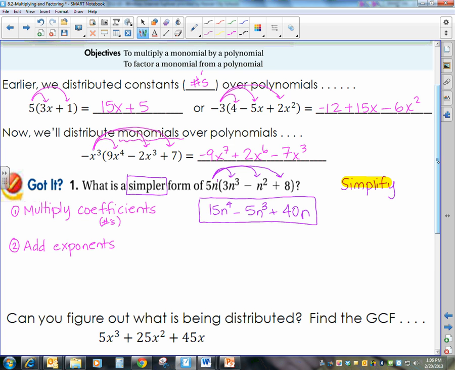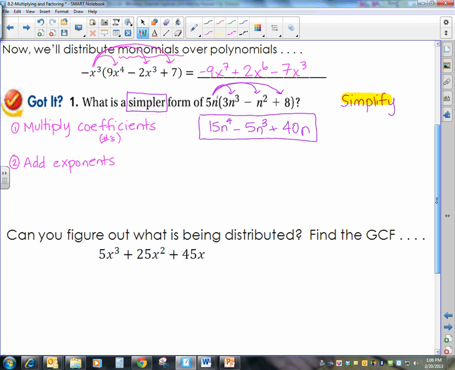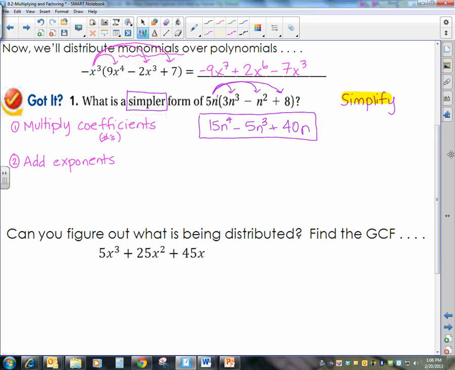Okay, now look at the next thing. And what we're doing is we're starting to do this process backwards. But first, we're going to try to figure out what's being distributed. And as we talked in class, that's kind of the same thing as what is that salt? Where is that salt? So what we're doing when we do that process is we're finding the GCF, which in case you don't remember, stands for the greatest common factor.